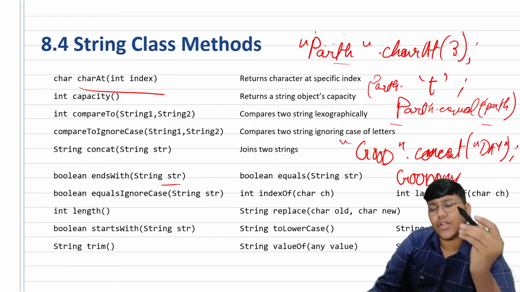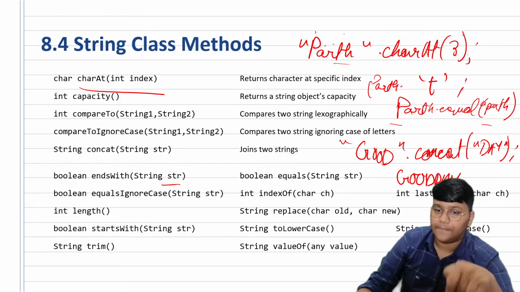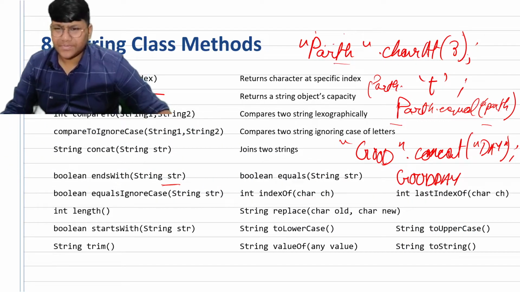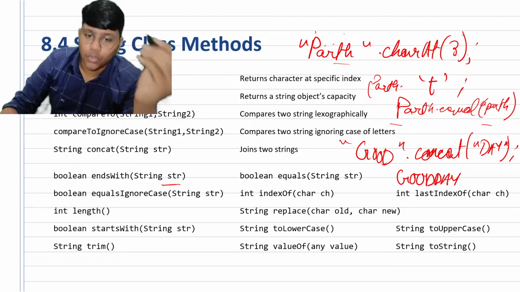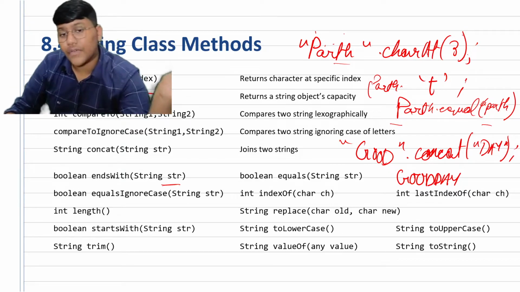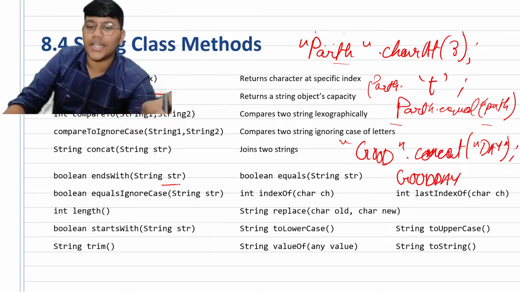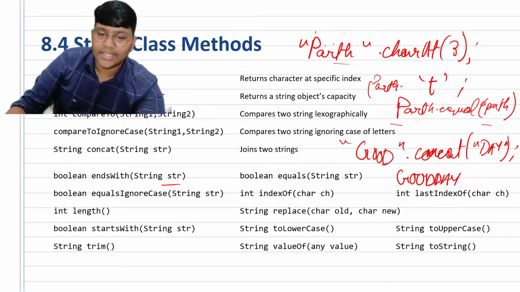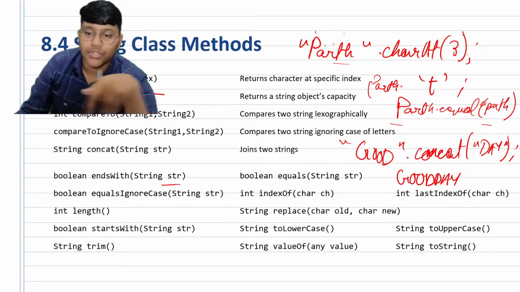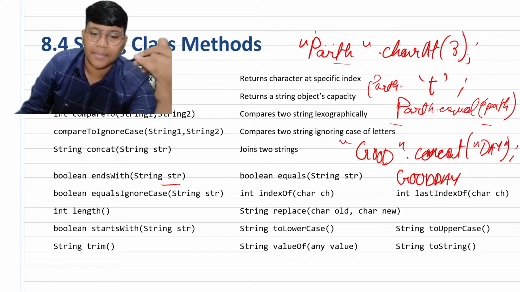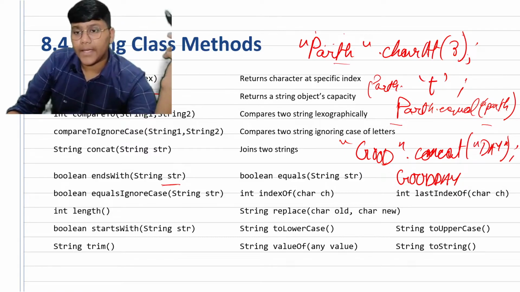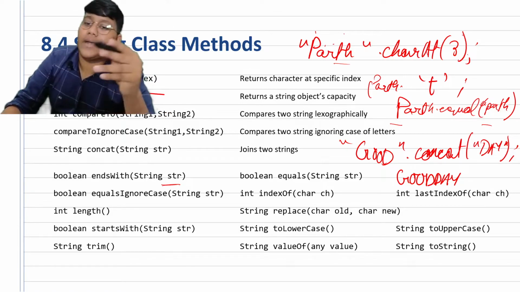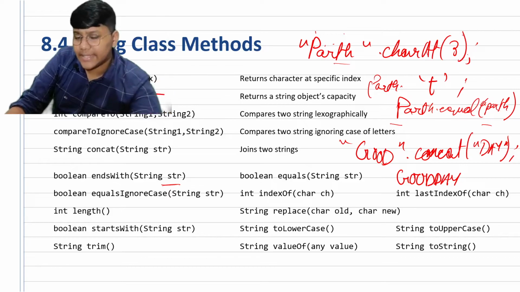So the first index of a will be returned, that is 1. Now int lastIndexOf, for example, in good there are 2 O's. So if we use good.lastIndexOf('o'), the last o will be considered and its index will be printed, that is 2. Then comes int length: good.length, there are 4 characters, so 4 will be printed. String replace(char old, char new): good.replace('o','c') will make good become gccd.